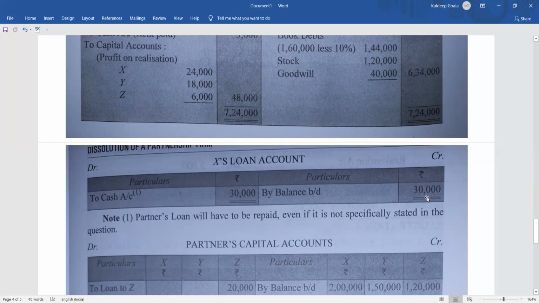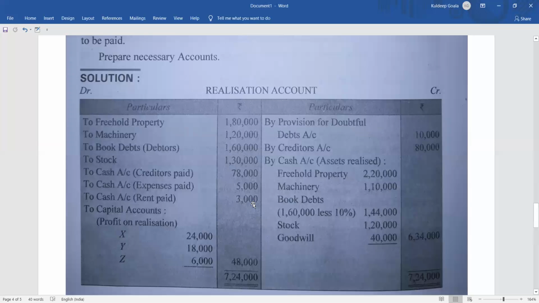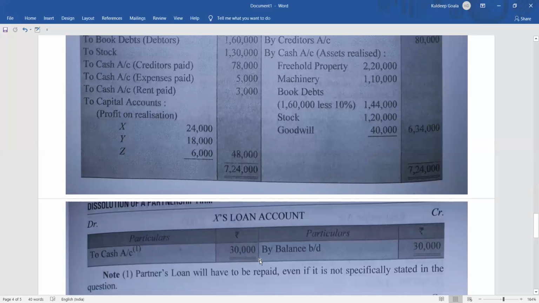Since there is no information on how it is settled, we'll directly pay it in cash. So to cash account 30,000. If there is no specification, we pay it through cash, as I already told you. If there is a specification to pay it through capital, then it will go to the capital, but here no information is given, so it will be paid directly through cash. I hope all of you understood the loan account.